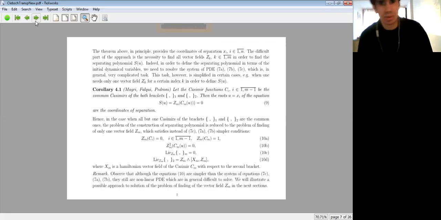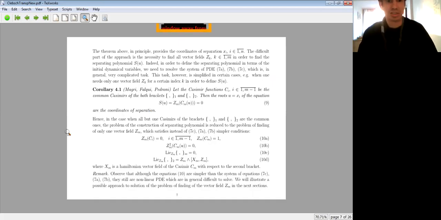In some cases, however, the task is a bit simplified, and one needs only one vector field zeta k for a certain index k in order to define the separating polynomial S of u. The corollary of the previous theorem says that if we have m-1 common Casimirs of the two brackets 1 and 2, then the roots of equation 9, which presents only one vector field zeta m, are the coordinates of separation.